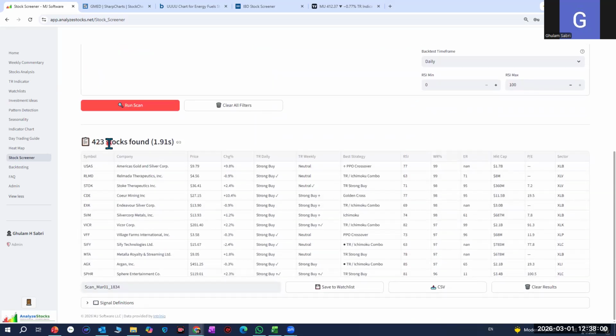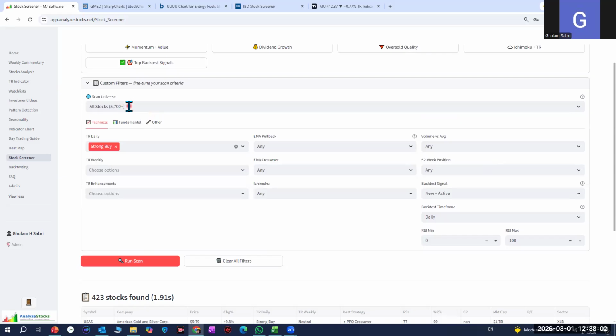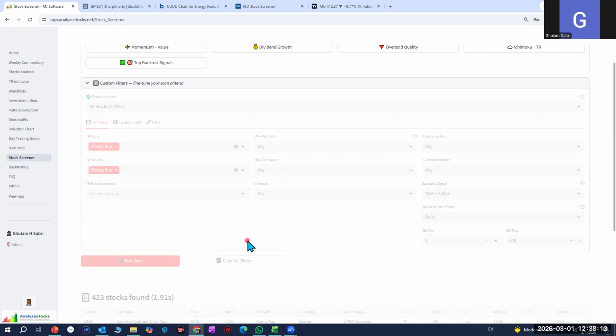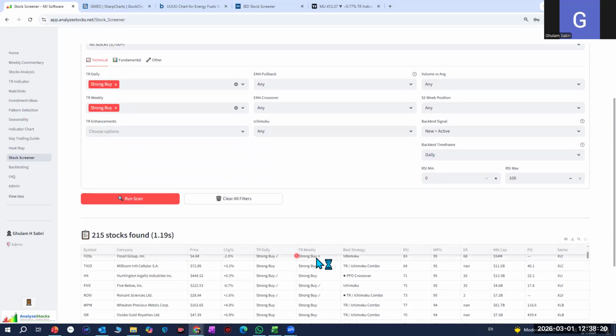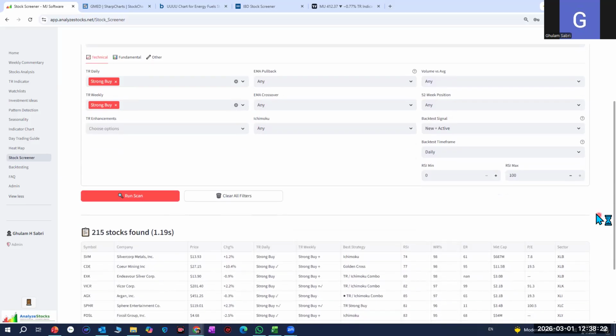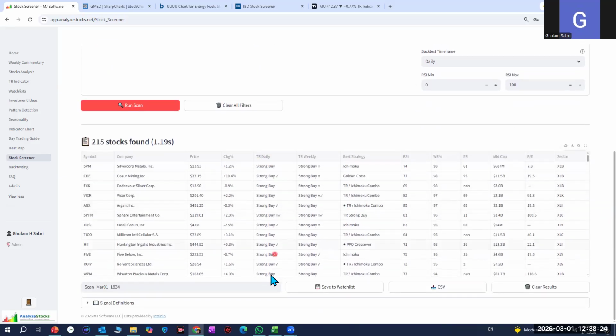These are the 423 stocks out of the total 5,700 stocks which have a strong buy daily signal as well as a strong buy weekly signal. Run it again. And the scanner runs it. And now the list has been reduced to 215 stocks. And these stocks are all, both of these columns, the daily TR signal and the weekly signal, in the buy zone. And it also gives you a best strategy for this.